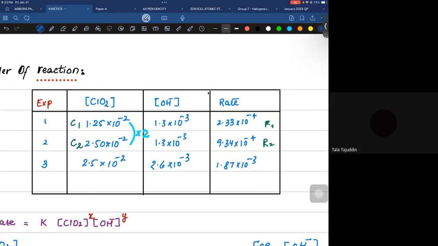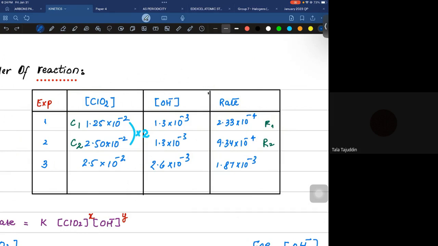In the first order, it's directly proportional. If you double the concentration, the rate doubles. If you increase the concentration by 4, the rate increases by 4. If you halve the concentration of reactant, the rate decreases by half. But in this case, you double it and the rate increases by 4. It means that this ClO2 has second order reaction.